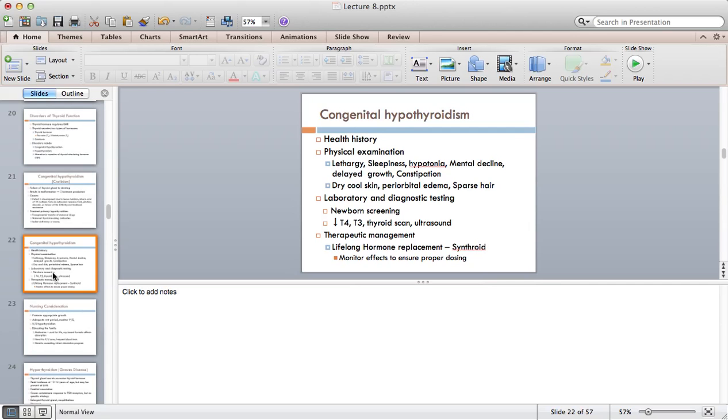So when we do our screening, one of the things that you know already would be to do newborn screening.